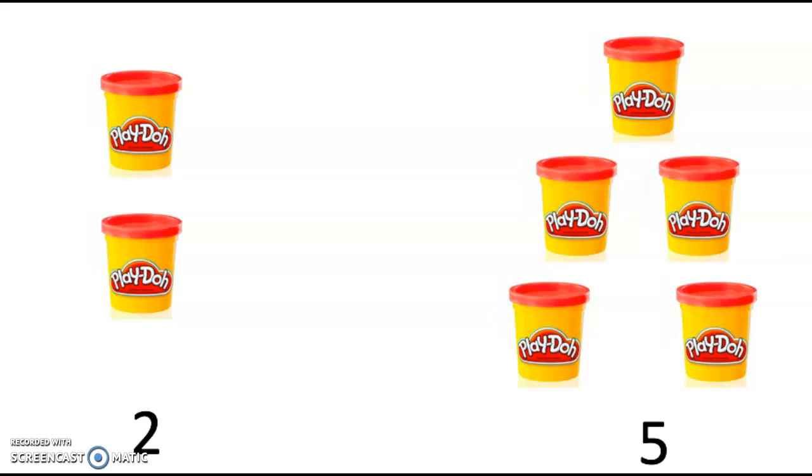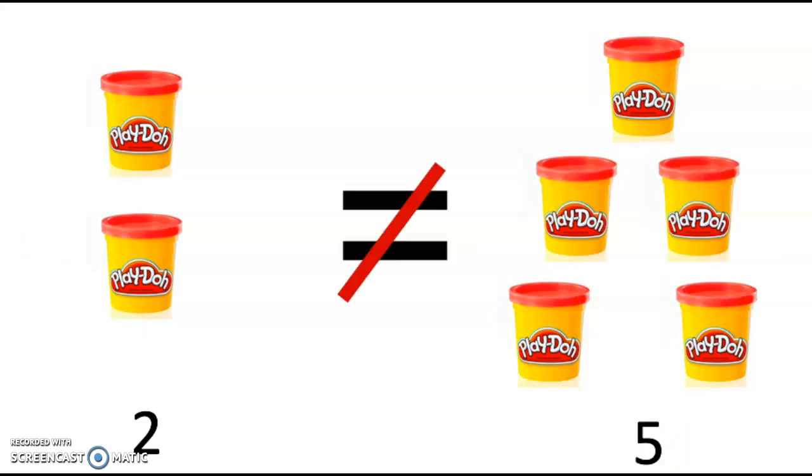Alright, now let's look at these jars of Play-Doh. On this side, how many jars of Play-Doh do I have? 2. On this side, how many do I have? 5. So, to figure out if these two numbers are equal, I need to look at if I have the same amount. 2 is not the same as 5. So, these two stacks of Play-Doh are not equal.